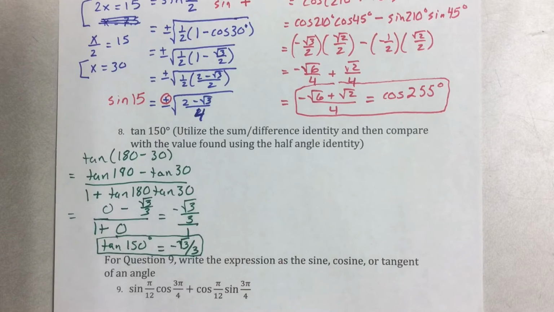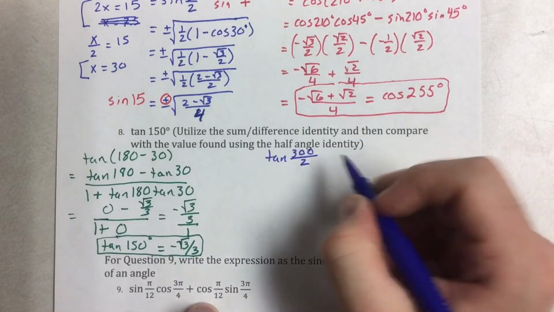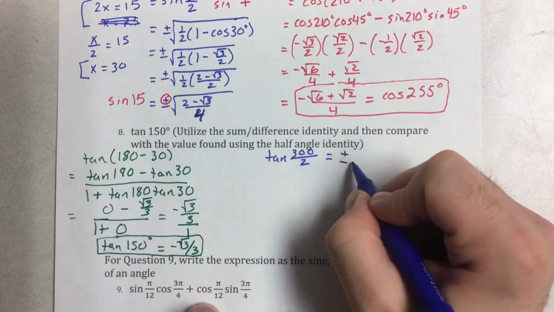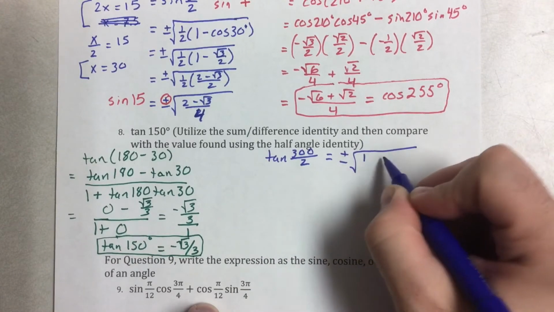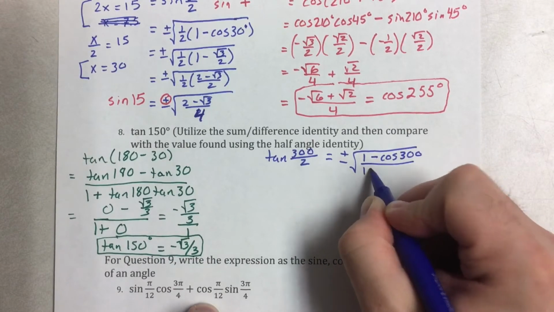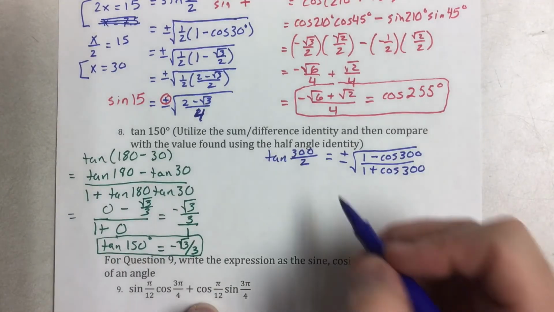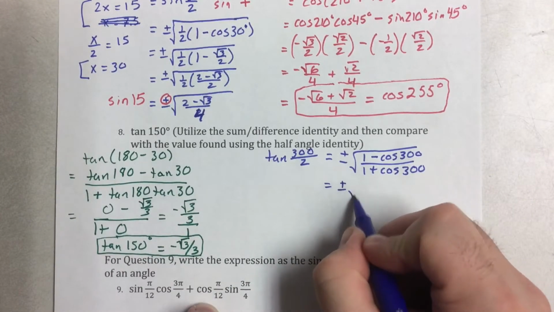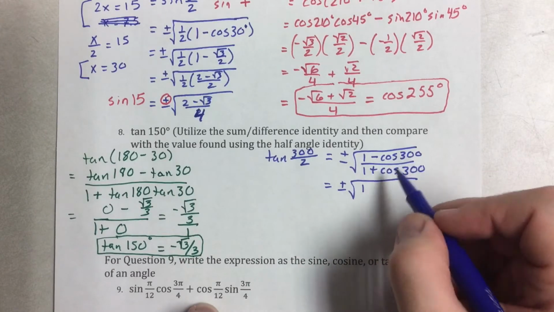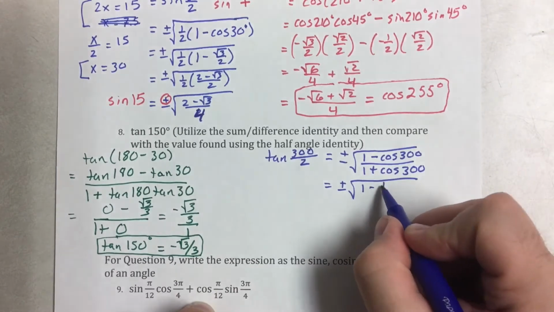Okay, so we should get the same thing using this half identity. So let's use our half identity. So 150 is half of 300. That's an easy one to find, or easy one to see. So square root positive negative. Okay, 1 minus cosine of 300 over 1 plus cosine of 300. An identity, find on our formula sheet. So that is positive negative square root. Cosine of 300 is going to be 1/2.